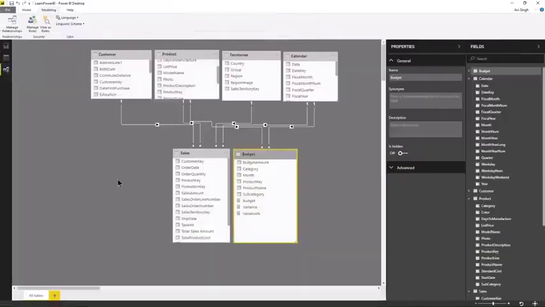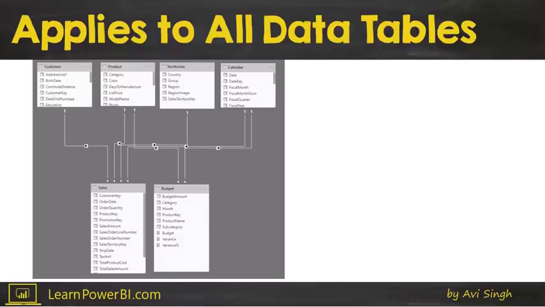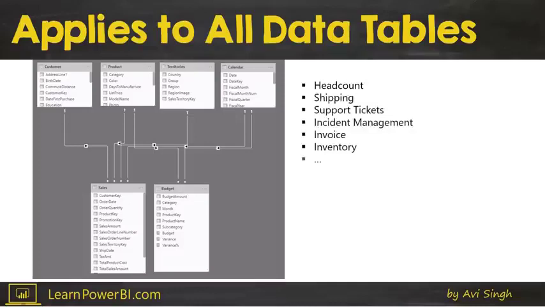But the idea is that this approach applies to all data tables. I know I'm just showing sales and budget here, but it doesn't matter what your data set is. It could be headcount, shipping, invoice, or inventory. Once you pull it into Power BI and model it in a structure like I showed you, with the data and lookup tables connected with the power of relationships, and then you define measures, automatically they have the magic of define once, use everywhere. You can define hybrid measures across any of the data tables that you bring in and slice and dice them any which way you want using your lookup tables.